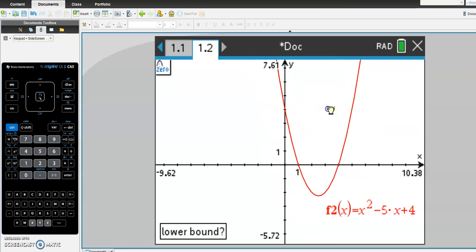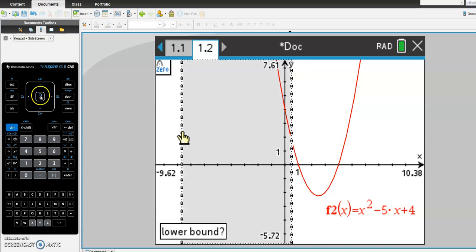Now it asks you for the lower bound. The lower bound is on the left side of the zero. And once again, the zero is the X-intercept. So you're looking for this point right here. We want to know what point that is. So make sure that you're on the left side. You're going to press Enter, which is the middle button on your calculator.